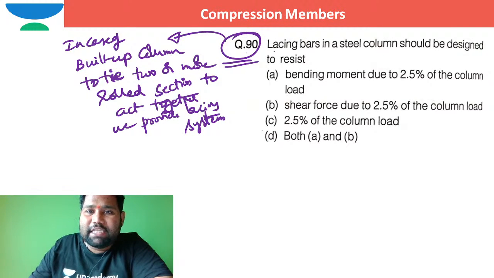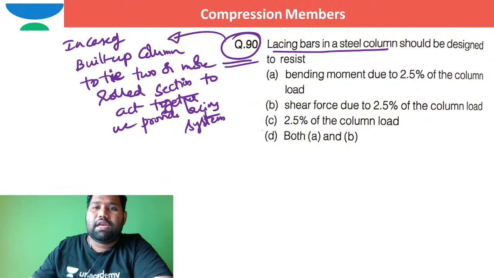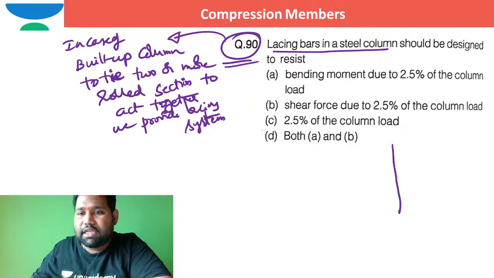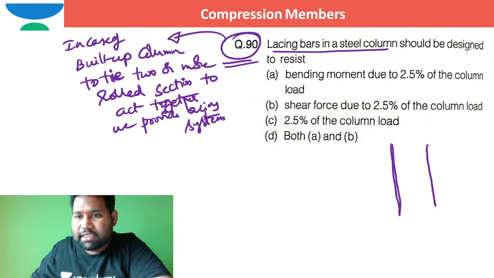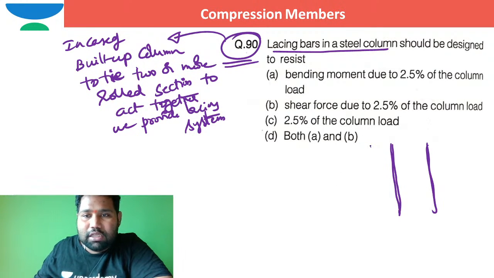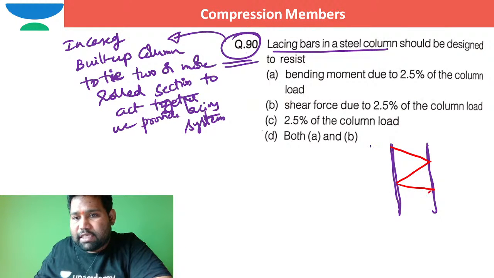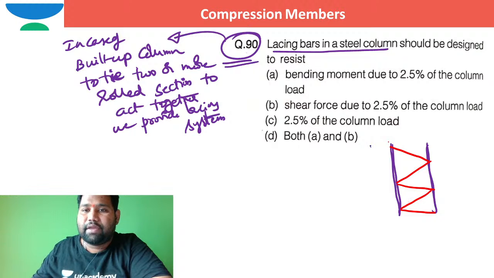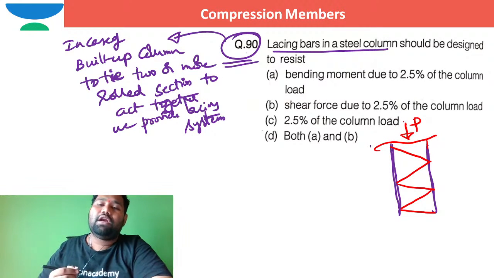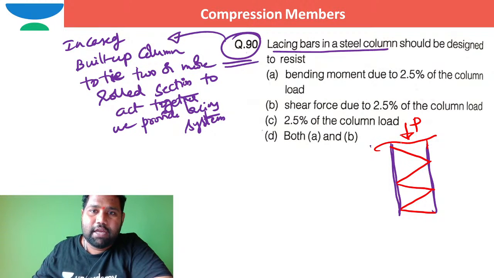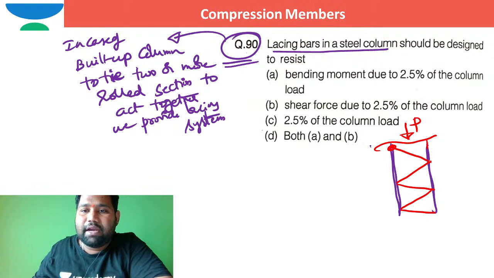In lacing bars in a steel column, if I take this as a steel rolled section and this as another steel rolled section, these two rolled sections are kept together with the help of a lacing system. This is the lacing system which is connecting these two rolled sections together. Now, will these lacing elements carry bending moment?